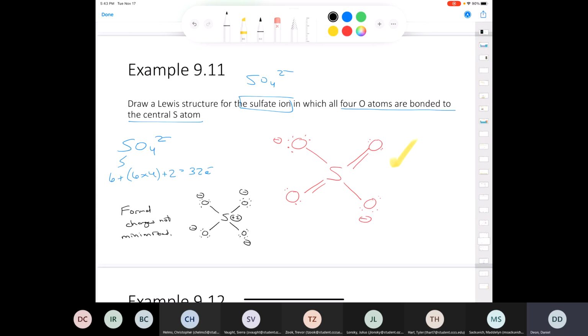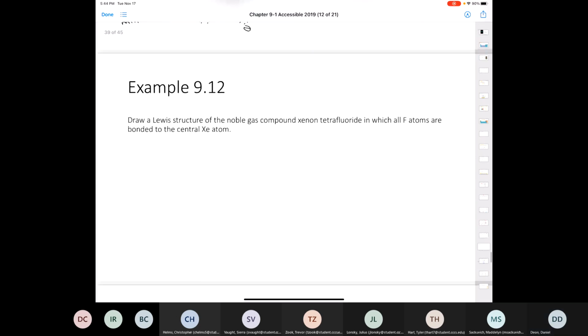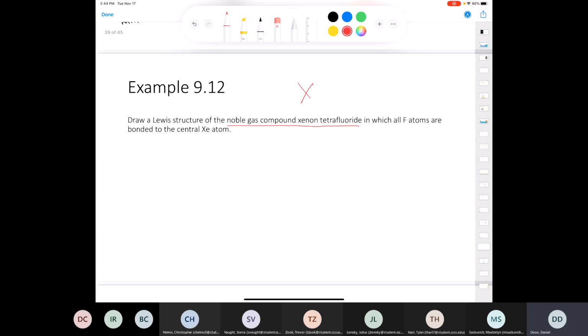And so this is going to be the major or most plausible Lewis structure for the sulfate ion. Question 9.12, draw a Lewis structure of the noble gas compound xenon tetrafluoride, in which all fluorine atoms are bonded to the central xenon atom.